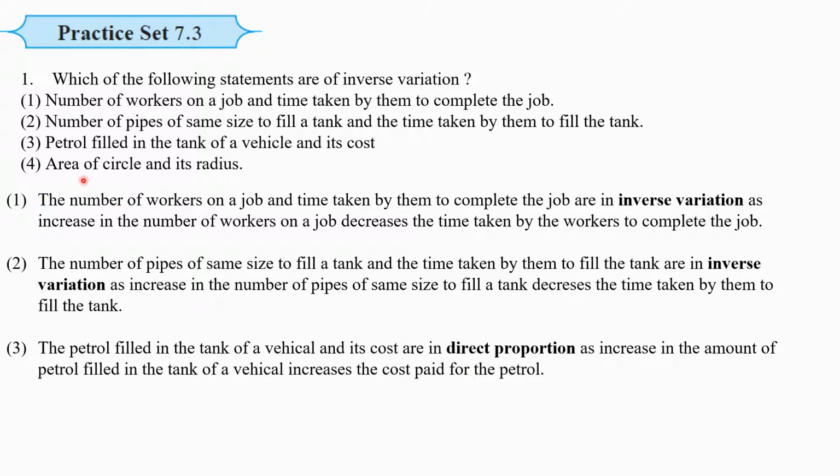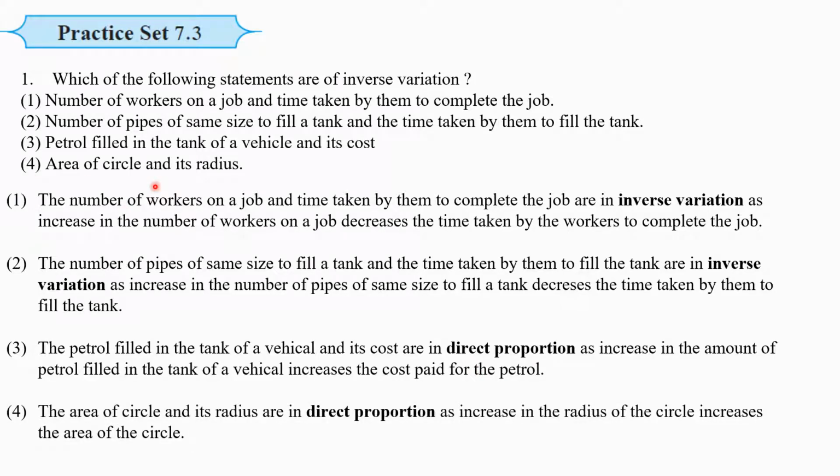The fourth one, area of a circle and its radius. The area of a circle and its radius are in direct proportion. As you increase the radius of the circle, the area of the circle will also increase. Hence, this is also an example of direct proportion.